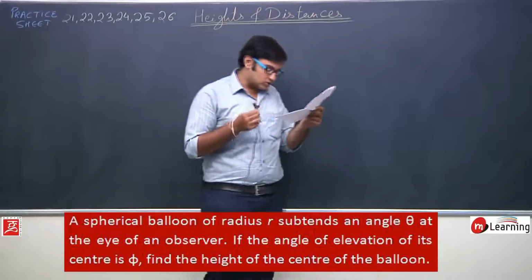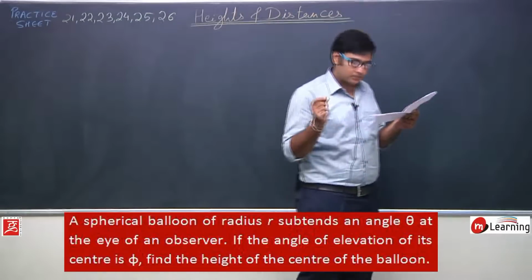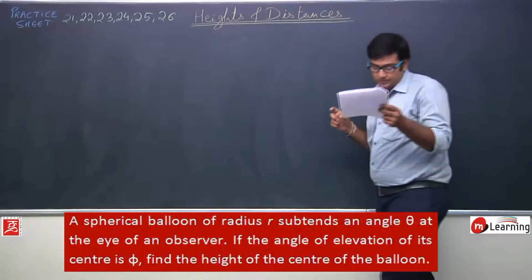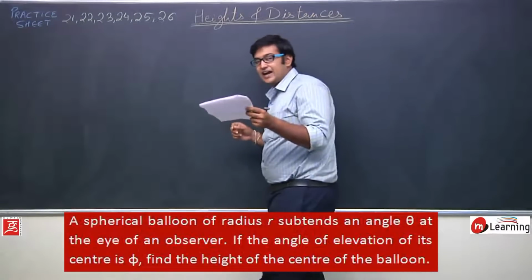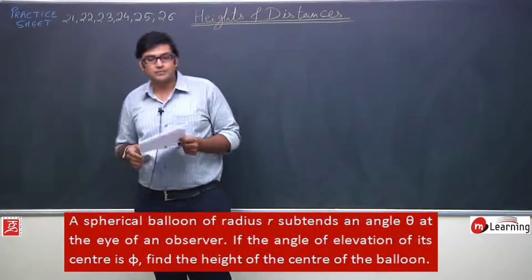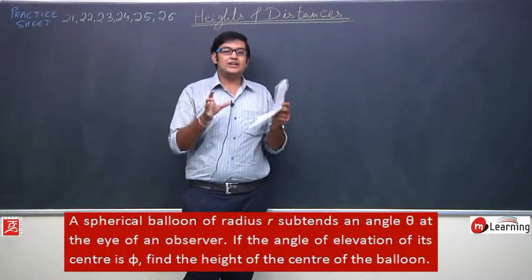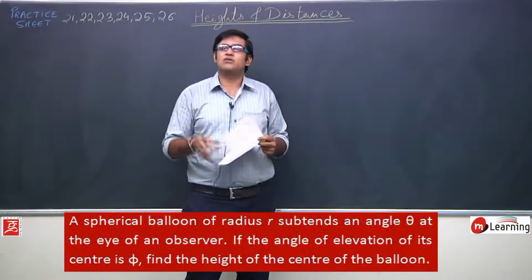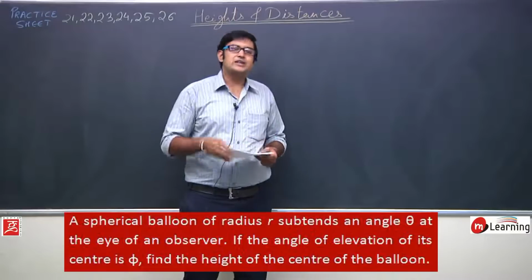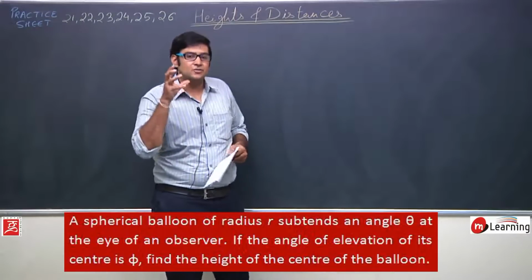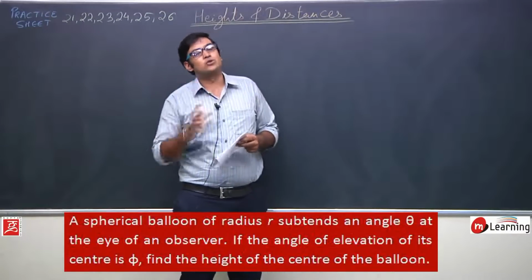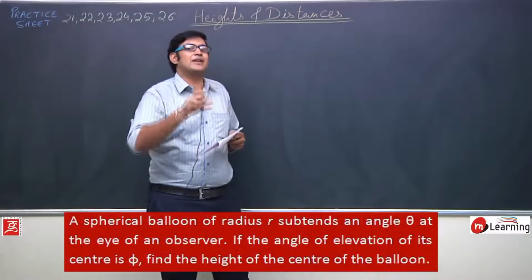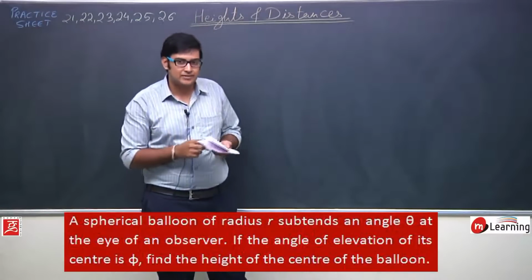Okay, so this question seems to be a bit confusing. It says a spherical balloon of radius r subtends an angle theta at the eye of the observer. So what it says is that the balloon subtends an angle theta at the eye of the observer. Now what does this mean? It means that when the observer is looking at the balloon, the angle subtended by the balloon. Now what is angle subtended by the balloon?